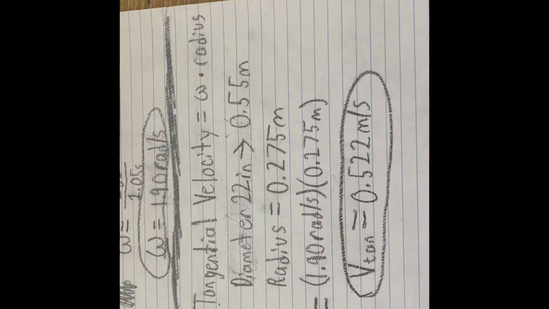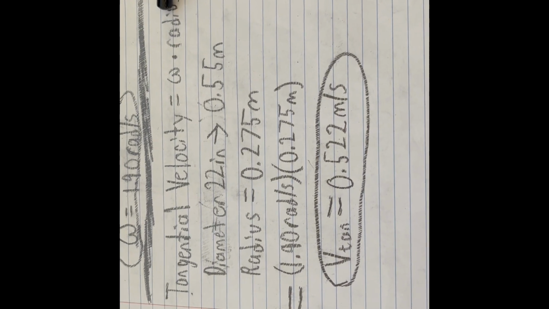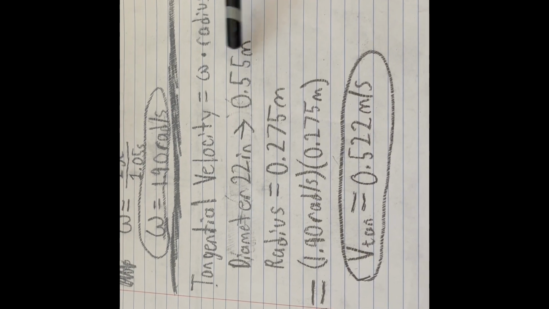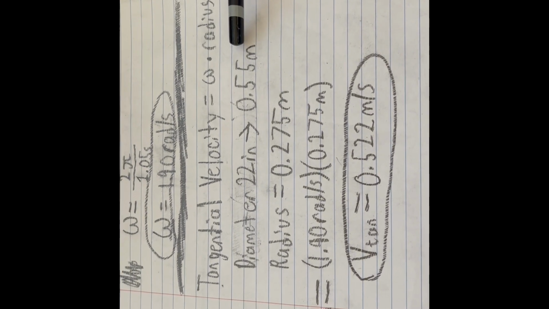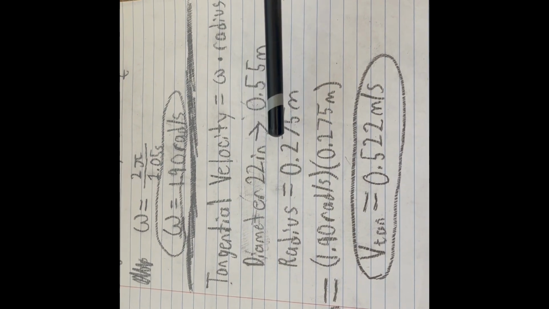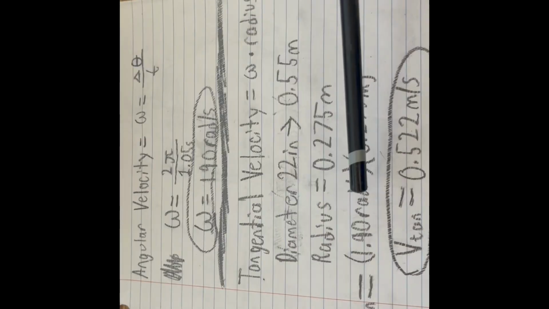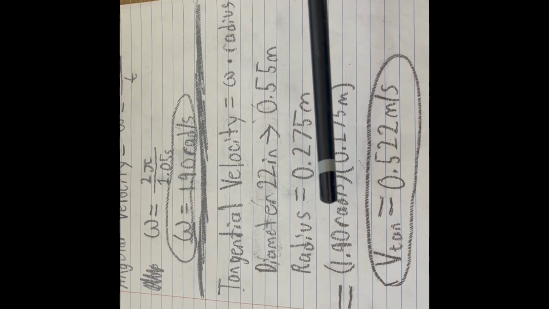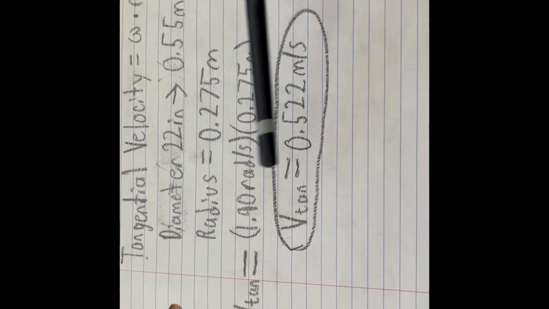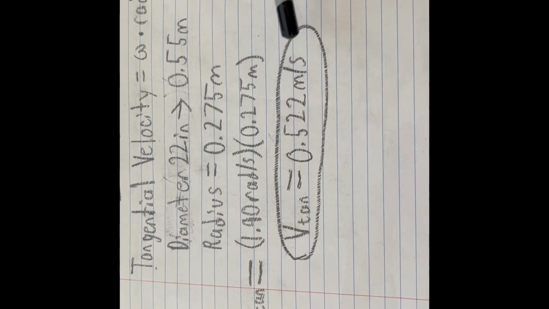Next, we're going to talk about tangential velocity. Tangential velocity is equal to angular velocity times the radius. Our diameter of the Lazy Susan was 22 inches, which converted to 0.55 meters. When you divide that by 2, you get the radius, which is 0.275 meters. Multiplying the angular velocity, 1.9 radians per second, times 0.275 meters, the tangential velocity is equal to 0.522 meters per second.